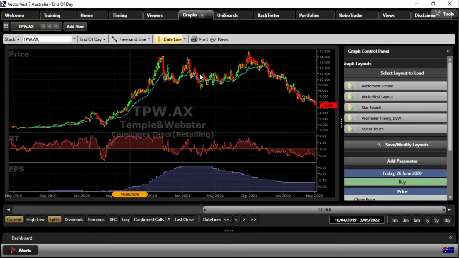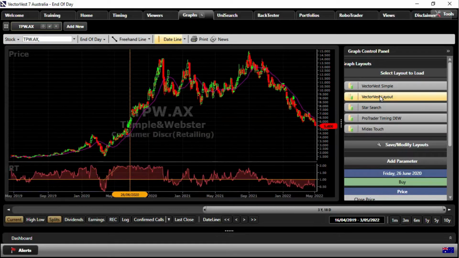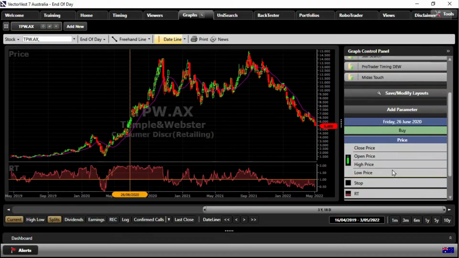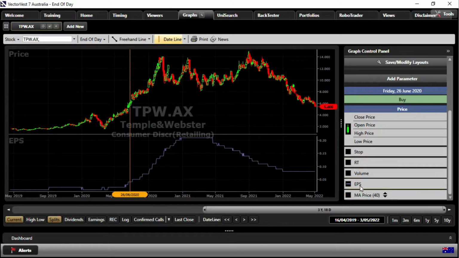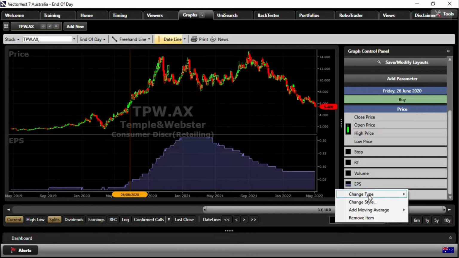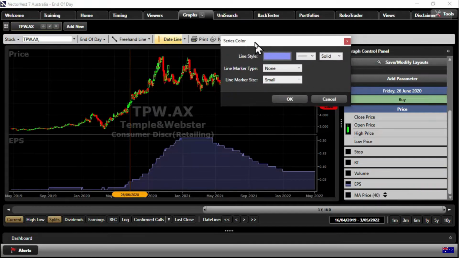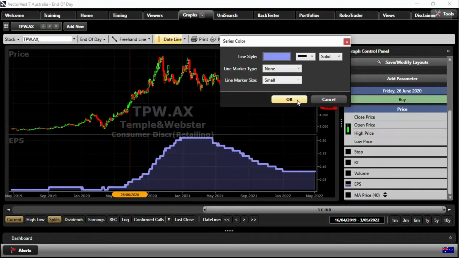I saw the technicals were sliding and we saw the share price slide away. So if you put on, say, a VectorVest layout, what you can then do is put on the earnings and take off all the other indicators. Right click and make an area graph and change the style. So that's what I've done here, just to perfect my layout.